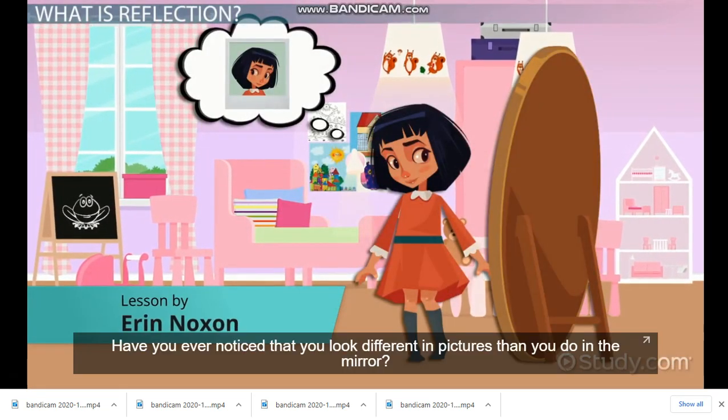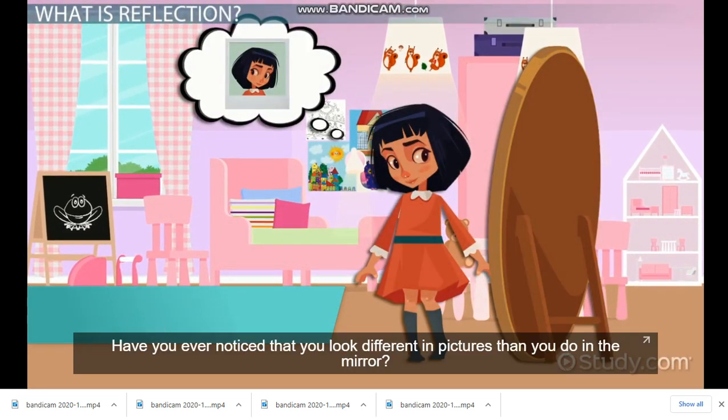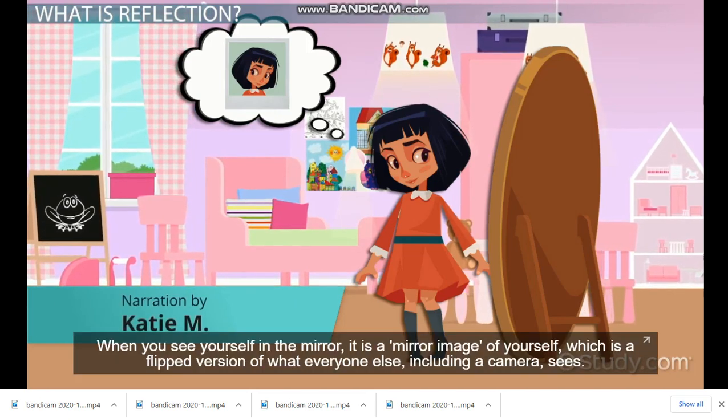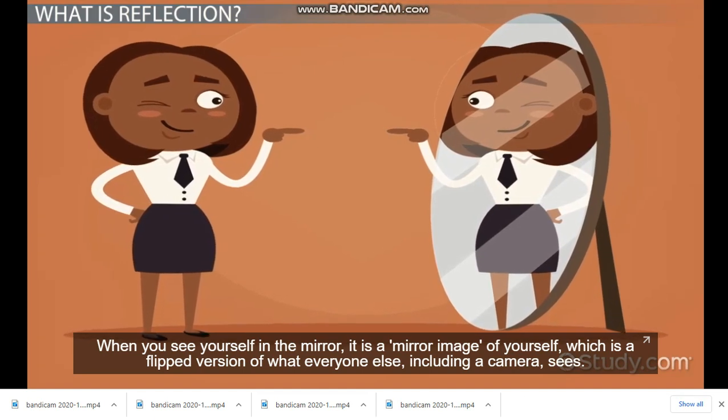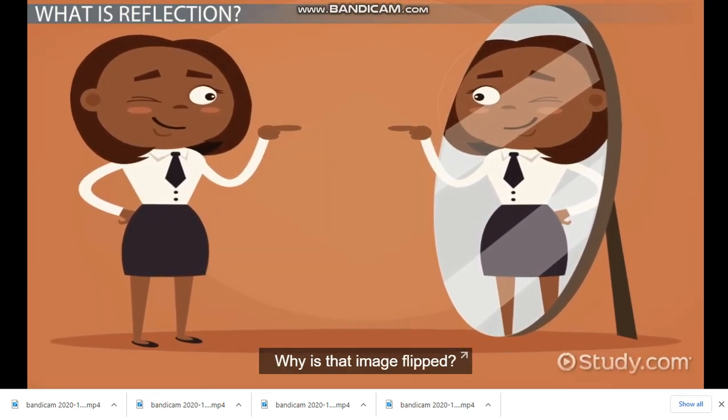Have you ever noticed that you look different in pictures than you do in the mirror? When you see yourself in the mirror, it is a mirror image of yourself, which is a flipped version of what everyone else, including a camera, sees. Why is that image flipped?